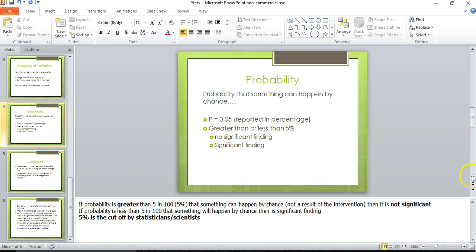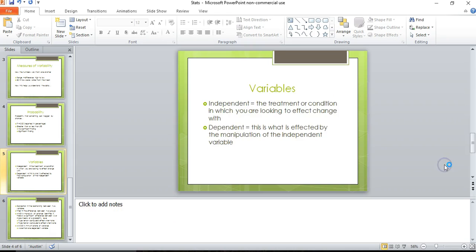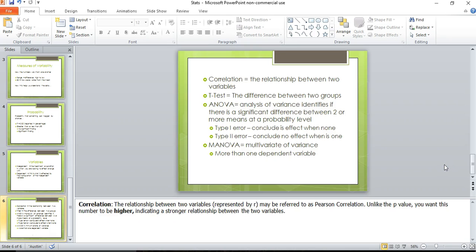The other one you'll see, I think on the next slide, 2 slides in, correlation, you'll see that most oftentimes as R. That you want to have a higher number. You won't always see the R reported, you'll almost always see the p-value reported.